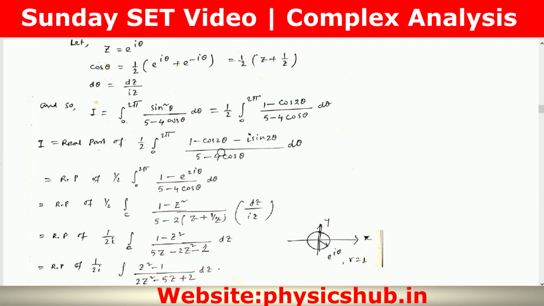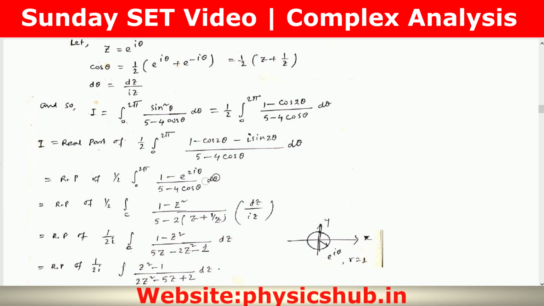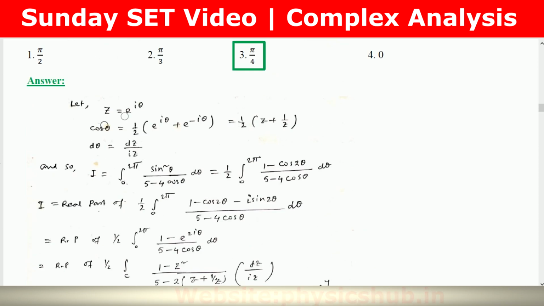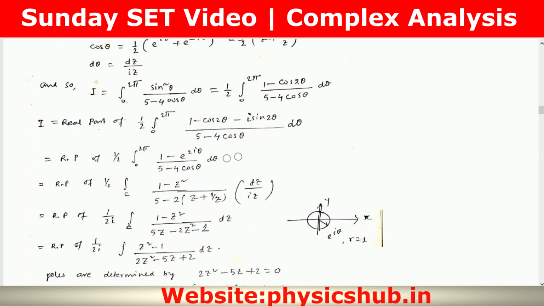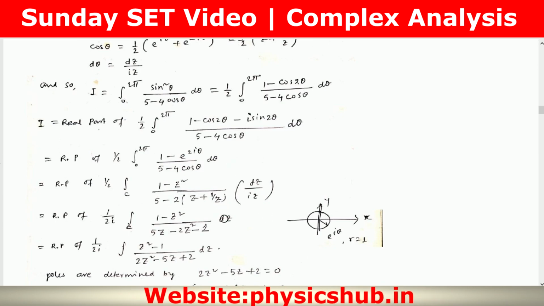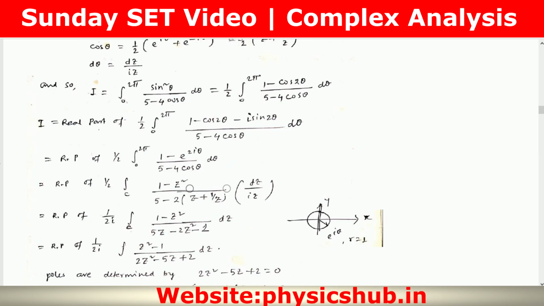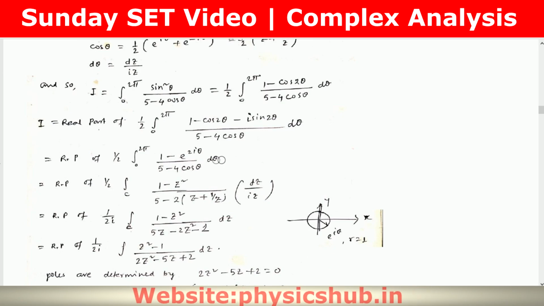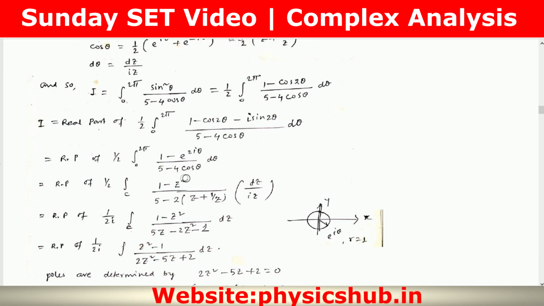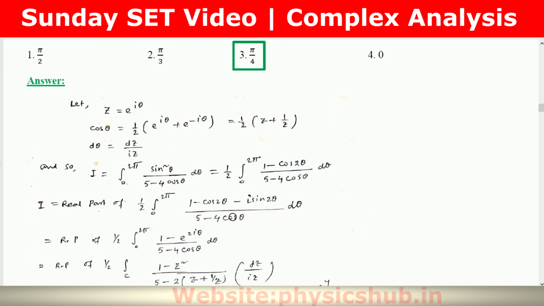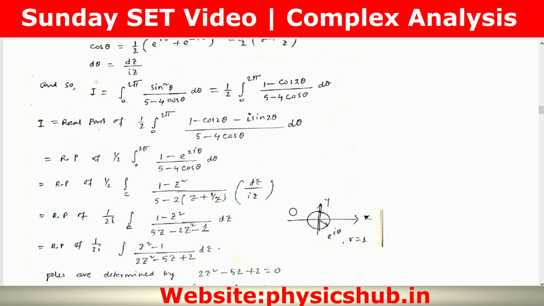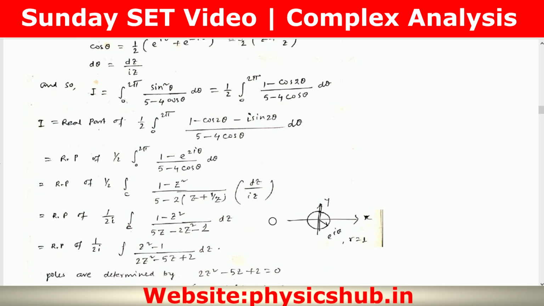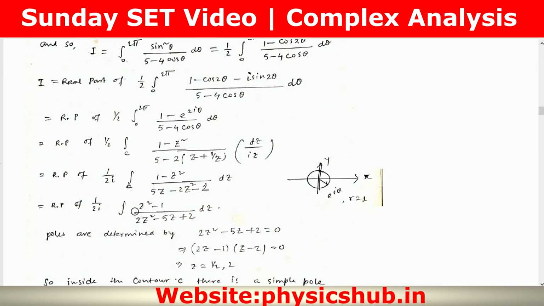Okay, so cos 2θ + i sin 2θ can be written as e^(2iθ), and e^(2iθ) means z². Now we are just replacing the θ values by their corresponding z values. So e^(2iθ) becomes z², and cos θ becomes half into (z + 1/z), and dθ becomes dz by iz. Now we are getting this form.